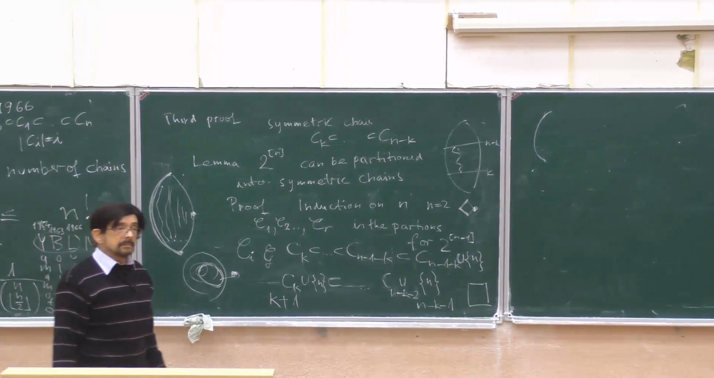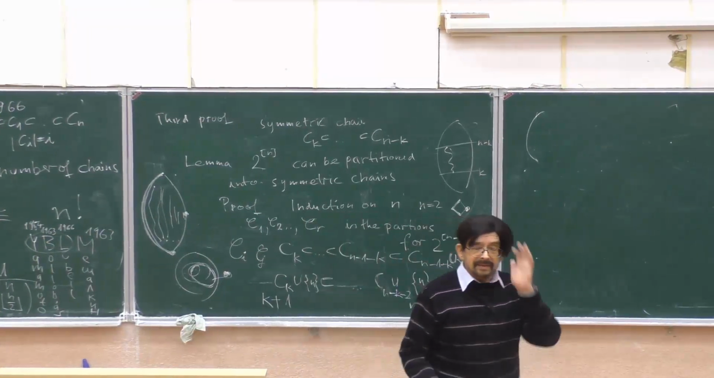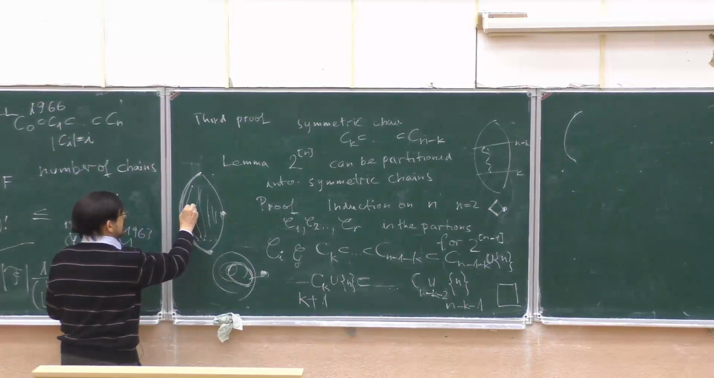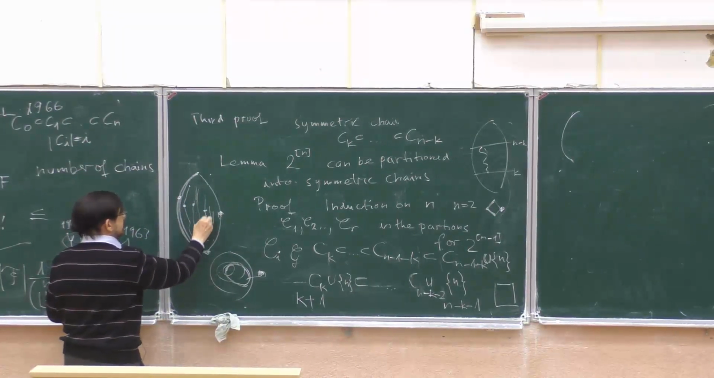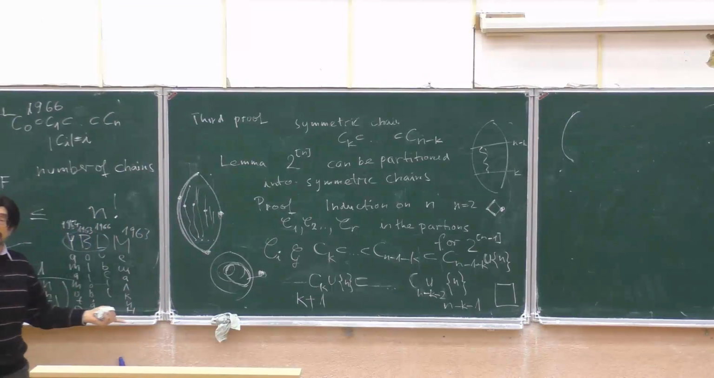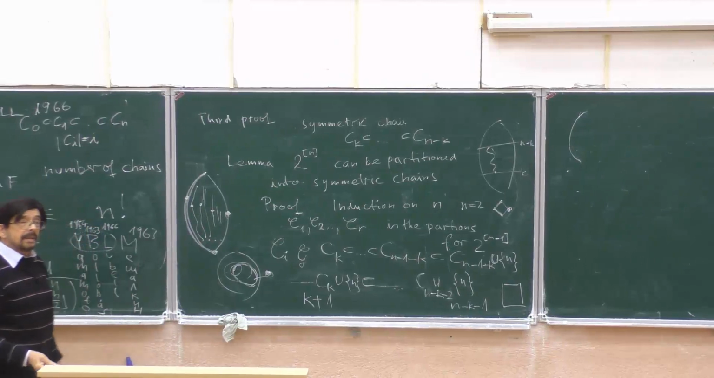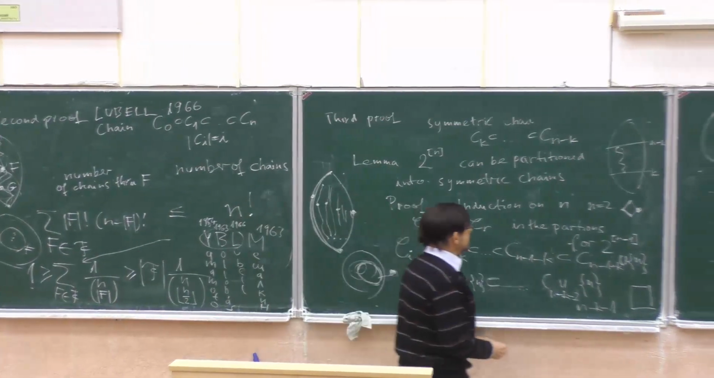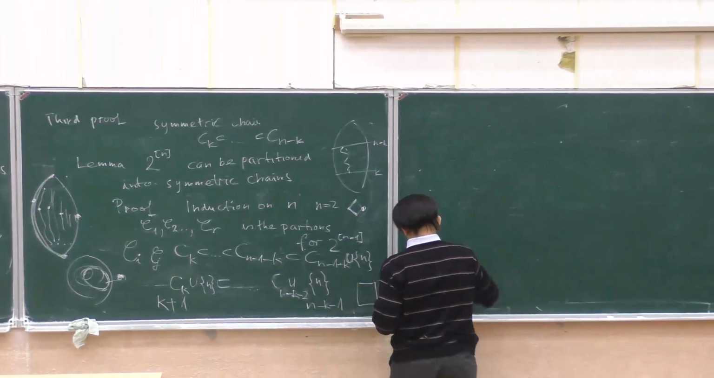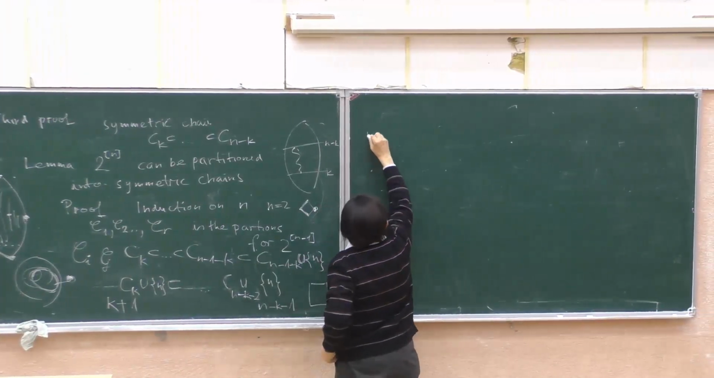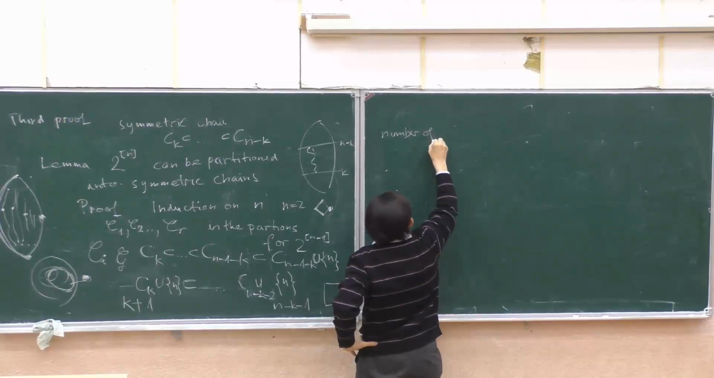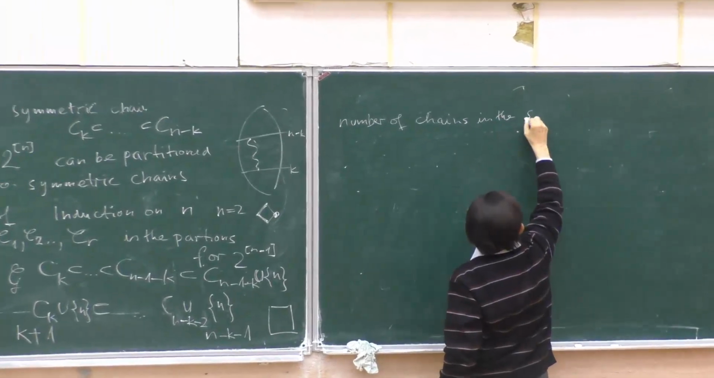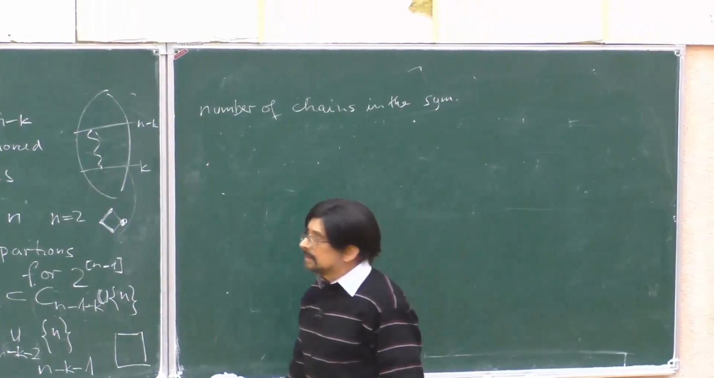How to prove now Sperner's theorem? So in each chain, we have at most one element. Two elements would contradict the condition of Sperner's theorem. So in each chain, we have only one element. And what is the number of chains in the symmetric chain partition?